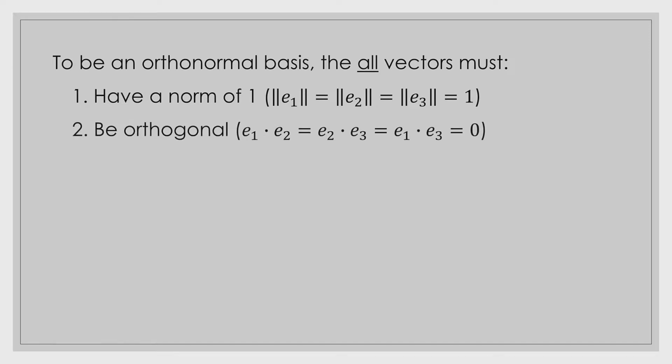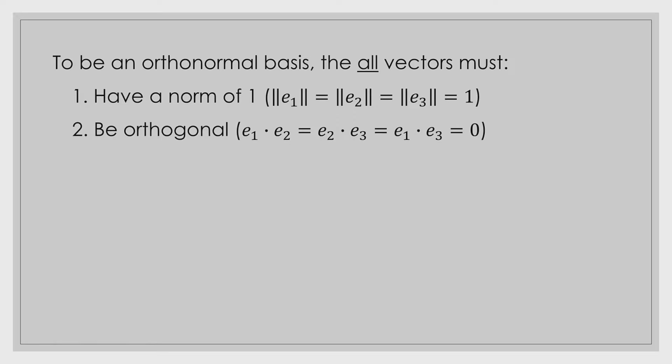The second one is that all the vectors in the basis set have to be orthogonal. And that's great because if they're orthogonal or perpendicular, it means that the angle between them is 90 degrees. And if the angle between them is 90 degrees, then the dot product of those vectors must be equal to 0. So E1 dot E2 must be equal to E2 dot E3, which is equal to E1 dot E3, which is, of course, equal to 0.